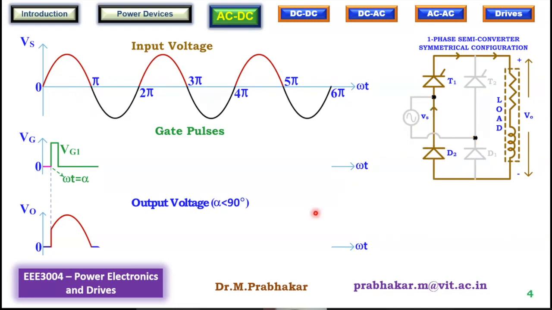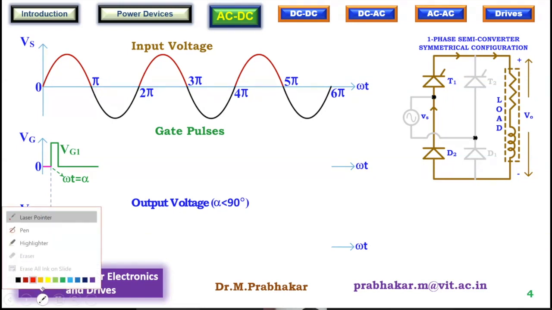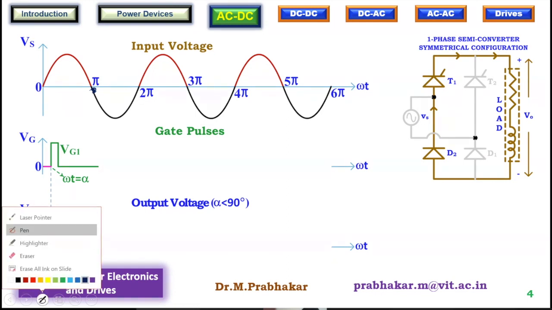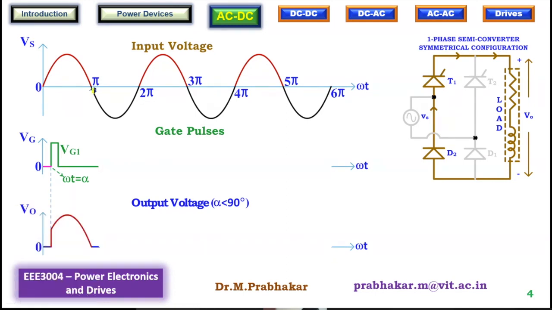That instant is shown over here. See, just after omega t equal to pi, this instant, somewhere here. If you want, I will use this pen as well. Now I am referring to this instant, somewhere here. I hope you can see, or I'll try to highlight as well. I'm referring to this point. Just after omega t equal to pi, the supply voltage would have reversed.